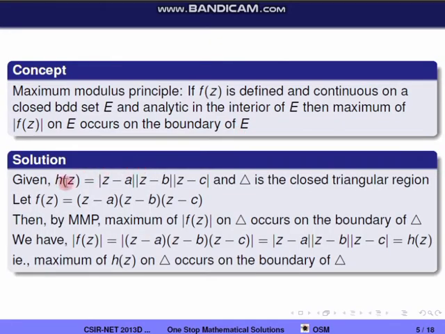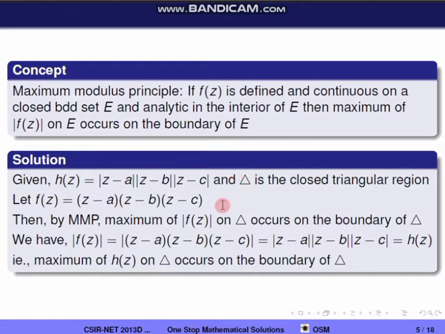So they have given h of z is equal to mod z minus a into mod z minus b into mod z minus c. And the region here is the closed triangular region. So of course it is a closed bounded set E. Now I am defining a function f of z is equal to z minus a into z minus b into z minus c. Of course it is defined and it is continuous on this triangular region because this is of polynomial function form. So polynomials are everywhere continuous and it's also entire. So it is analytic in the region triangle.